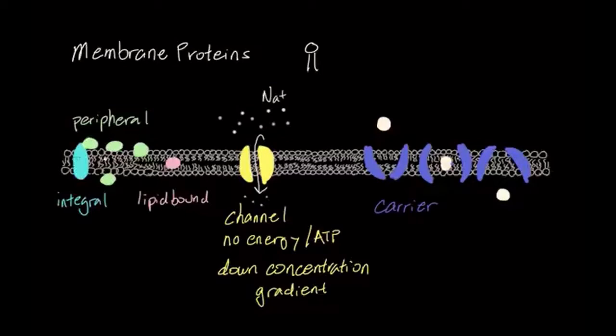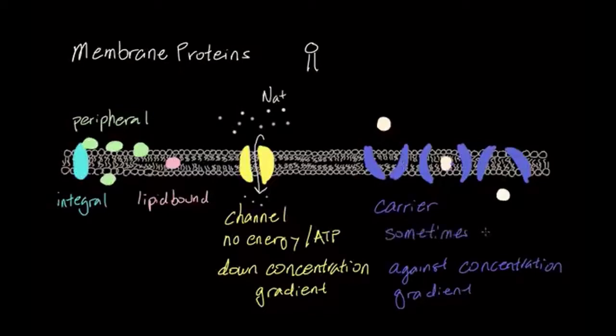And this type of protein is really important because, unlike channel proteins, carrier proteins can go against the concentration gradient. This is really important because say your cell has a lot of chloride ions and your body needs more to perform a certain process. Your body can bring more chloride ions into your cell even though your cell already has a lot of chloride ions. So carrier proteins can sometimes use energy or ATP.